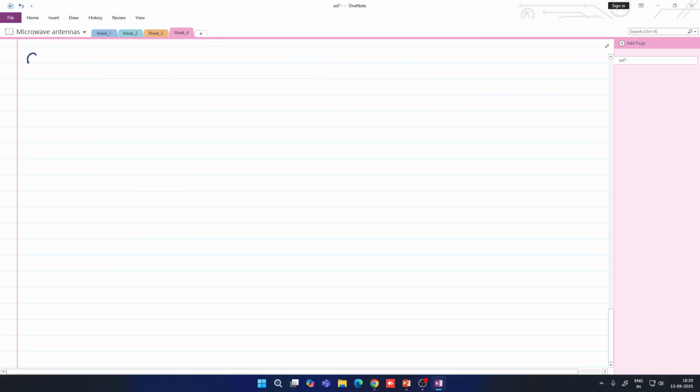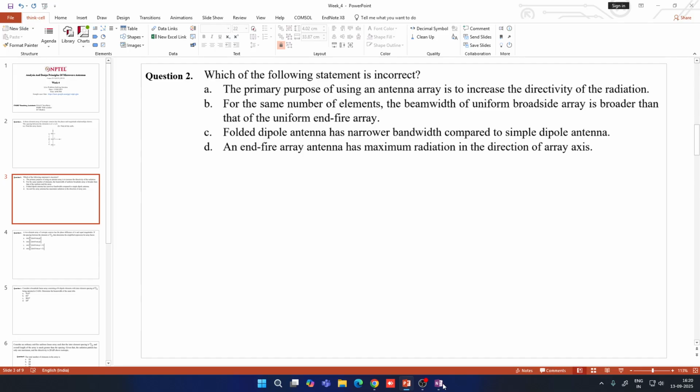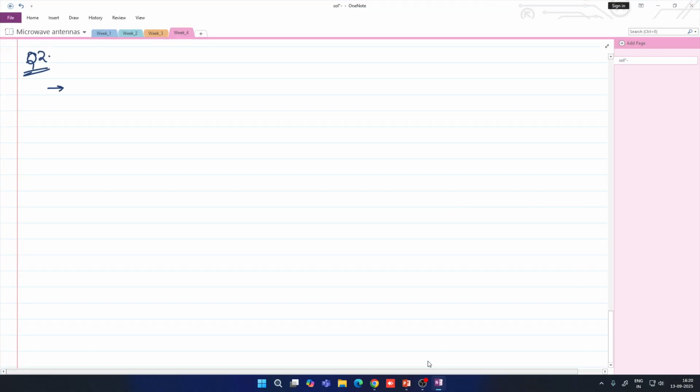So now we are solving question number 2. If we look at option B again, for the same number of elements, the beam width of a uniform broadside array is broader than that of a uniform endfire array. So what this statement is saying is that if we have the same number of elements in broadside and endfire arrays, the broadside array should have higher beam width, but that is not true.